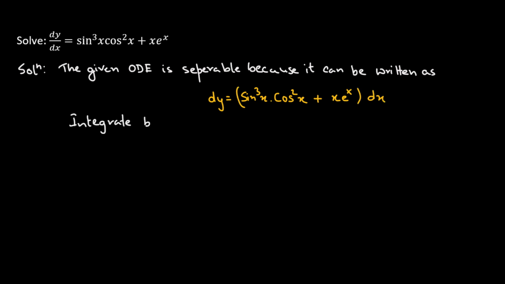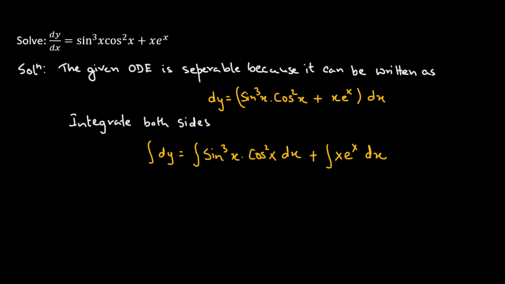Now we will integrate both sides to obtain the integral of dy equals the integral of sine cubed x times cosine squared x dx plus the integral of x times e raised to the power of x dx. Let's consider the first integral as I1 and the second integral as I2.